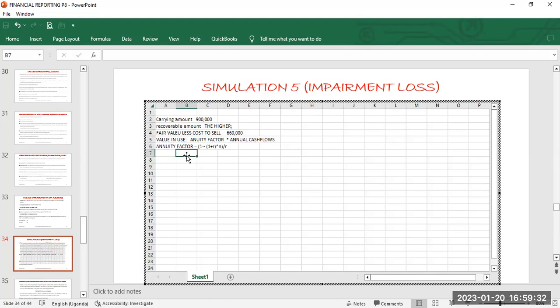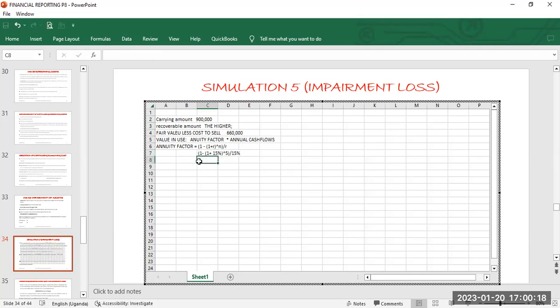They have given us the discounting factor, so it will be 1 minus, open bracket, 1 plus R, and our R was given to us as 15%. Close the bracket, to the power n. Our n was given to us as 5 years, because they said we are going to be receiving that money for 5 years. Then the whole of it is divided by 15%.